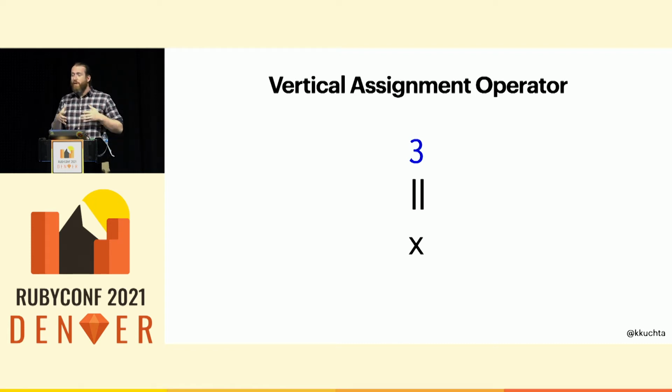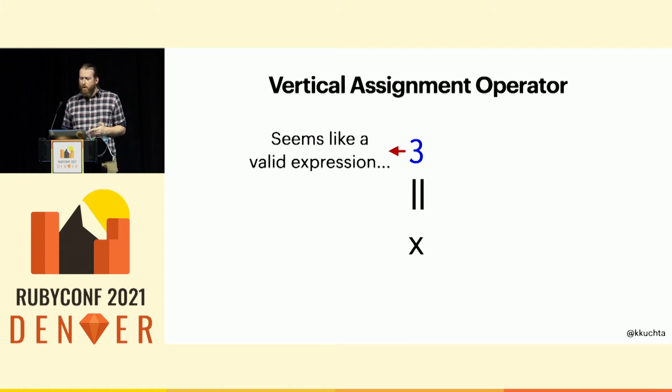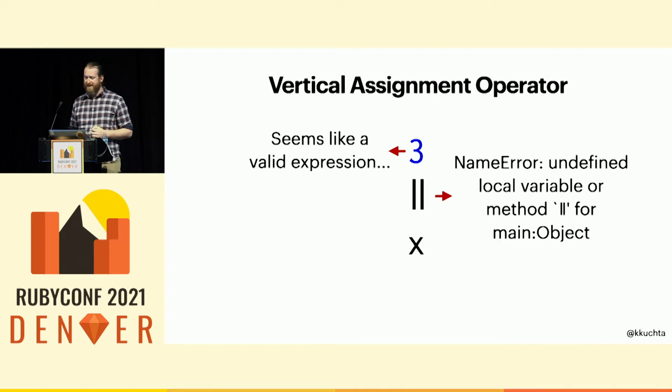And thankfully, this is already syntactically valid. It's syntactically valid, but it doesn't run. Ruby will go through this line by line, will hit that top line, that 3, and say, okay, this is just a valid expression. It's a numeric literal, that's fine, let's move on to the next line. But then it will hit our vertical assignment operator and say, you're trying to reference a method or a variable that happens to be named this weird character. And you haven't defined that, so what the heck, you jerk.